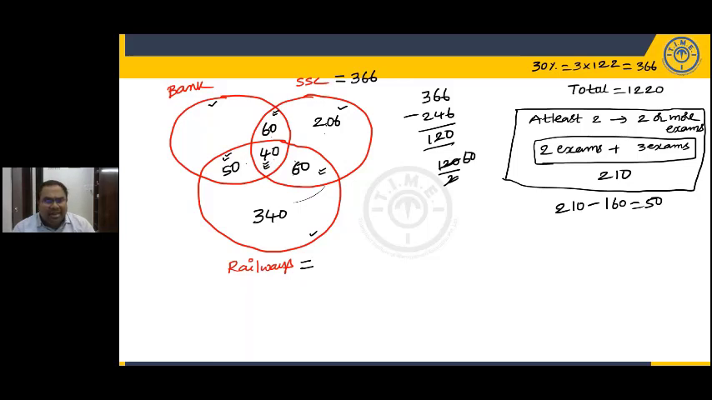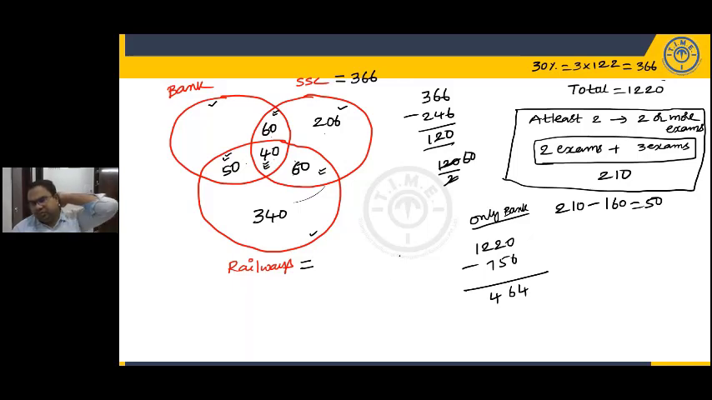If I add all these, it must be equal to 1220. This is my total number of students. Add this one: 60, 40, 100, 60, 50, 110, 210, 216, 416, 456, 756. So 1220 minus 756, 464 is the difference. This is only bank.